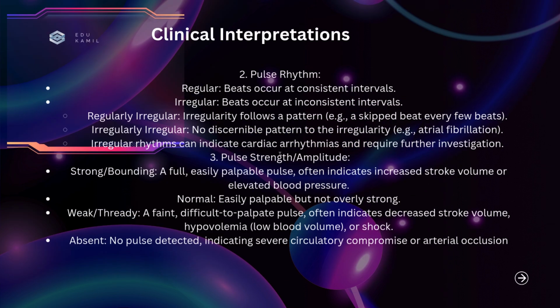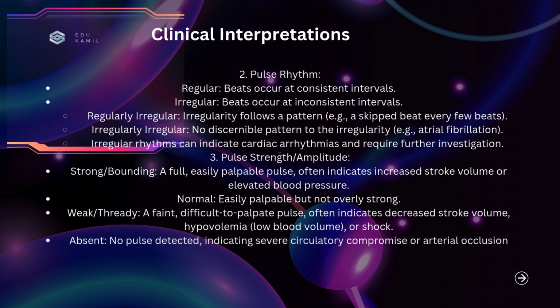2. Pulse rhythm. Regular. Beats occur at consistent intervals. Irregular. Beats occur at inconsistent intervals. Regularly irregular. Irregularity follows a pattern, e.g., a skipped beat every few beats. Irregularly irregular. No discernible pattern to the irregularity, e.g., atrial fibrillation. Irregular rhythms can indicate cardiac arrhythmias and require further investigation.